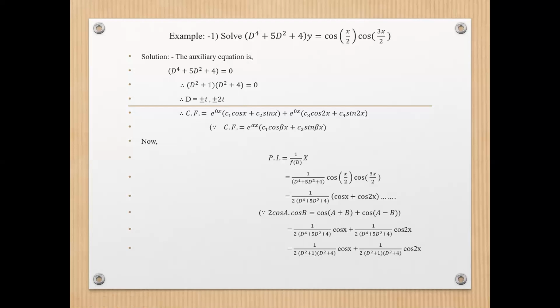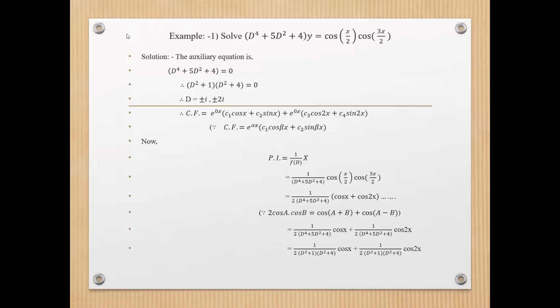Now the next root is plus minus 2i. This is again a complex conjugate root. Again, if we compare that root to alpha plus minus i beta, we get alpha as 0 and beta as 2. So again use that concept. If a given root is alpha plus minus i beta, the corresponding complementary function is e raised to alpha x c1 cos beta x plus c2 sin beta x.